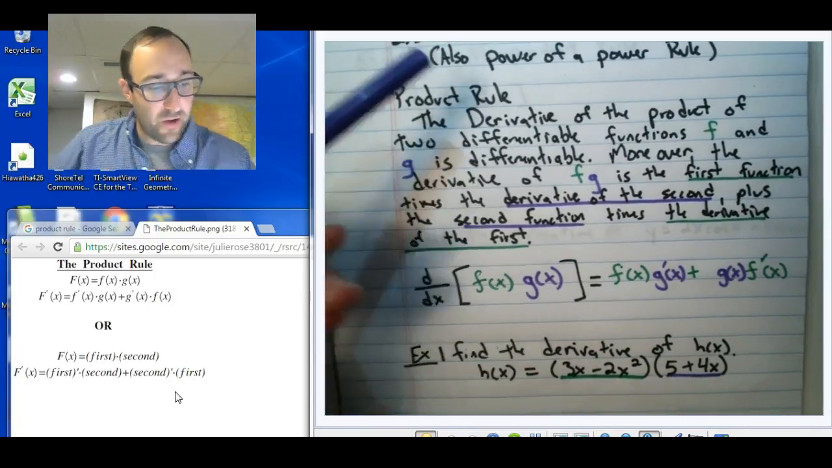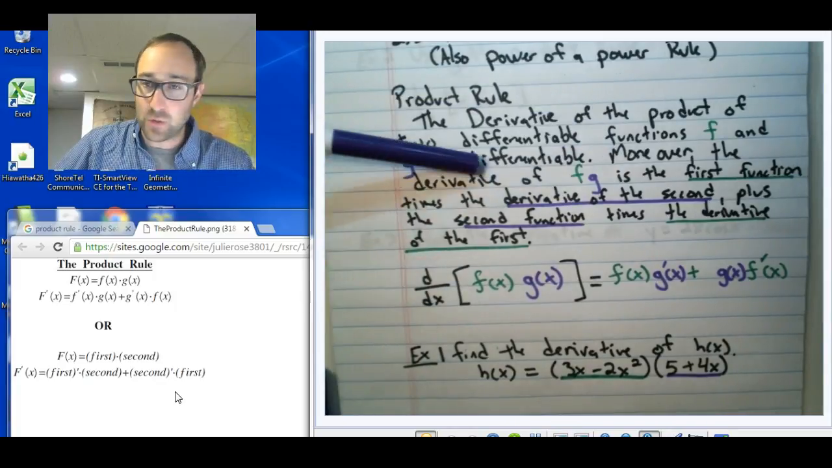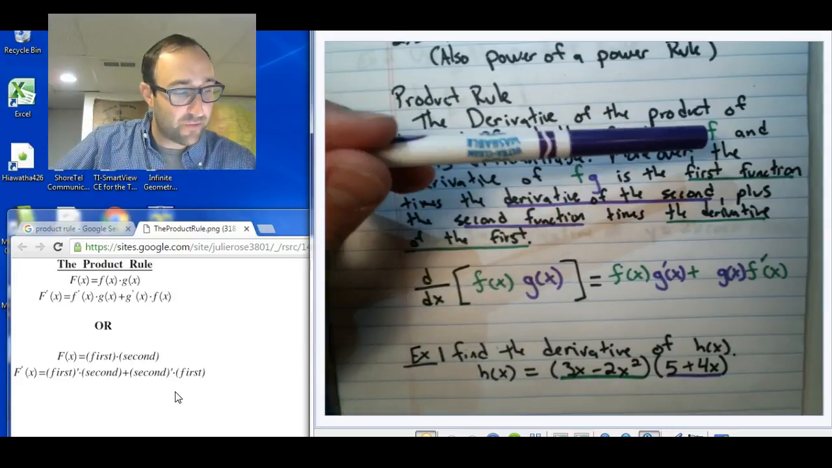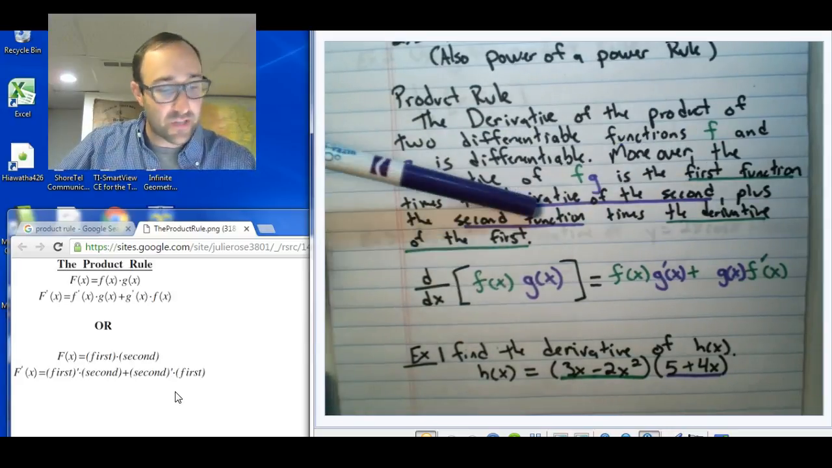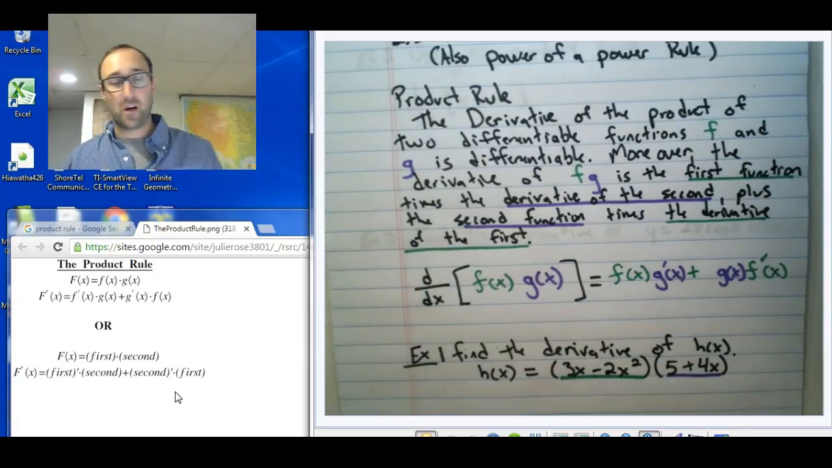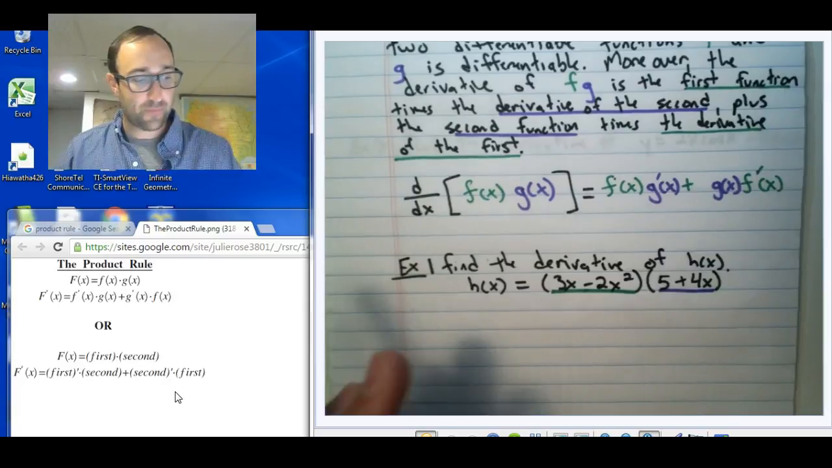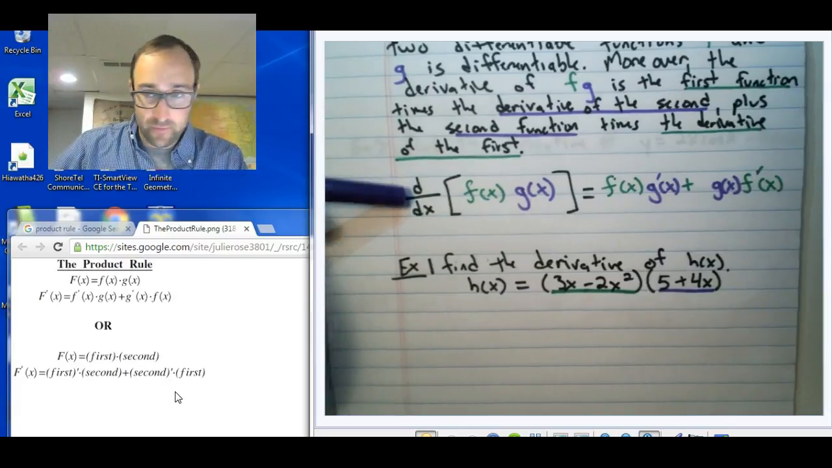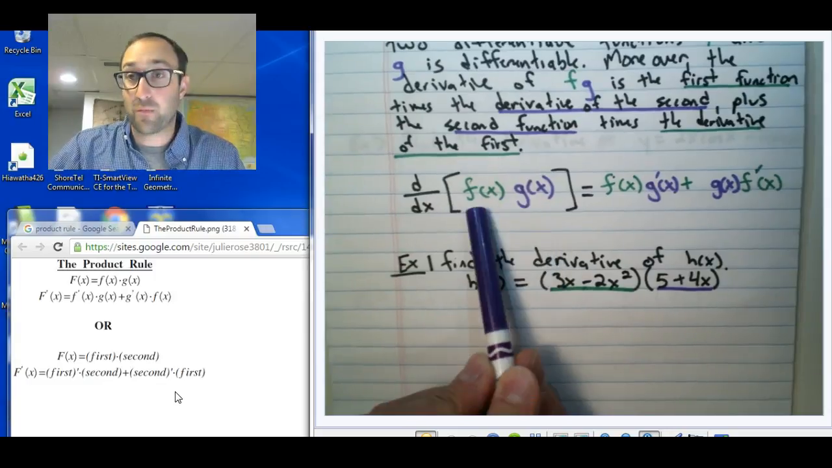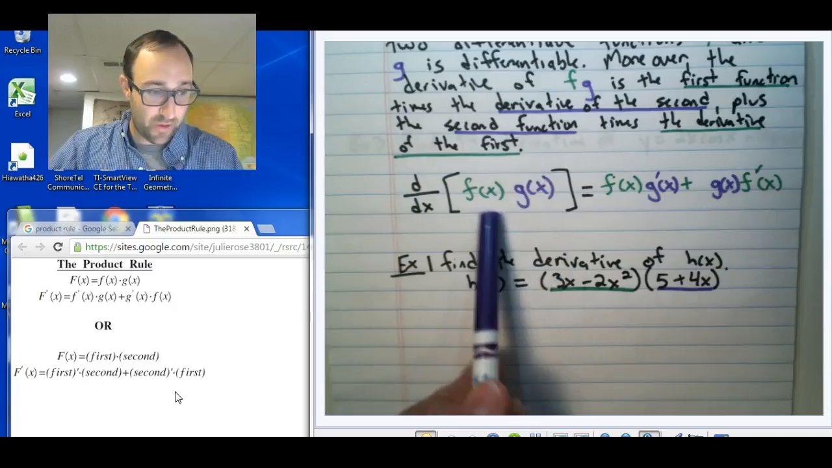The derivative of the product of two differentiable functions f and g is also differentiable. Moreover, the derivative of f times g is the first function times the derivative of the second plus the second function times the derivative of the first. If you don't get all those words, don't worry about it. We have a nice little formula right down here. So it says the derivative of the product of two functions, f and g. Notice how they are both differentiable. That's part of the definition for this whole thing.